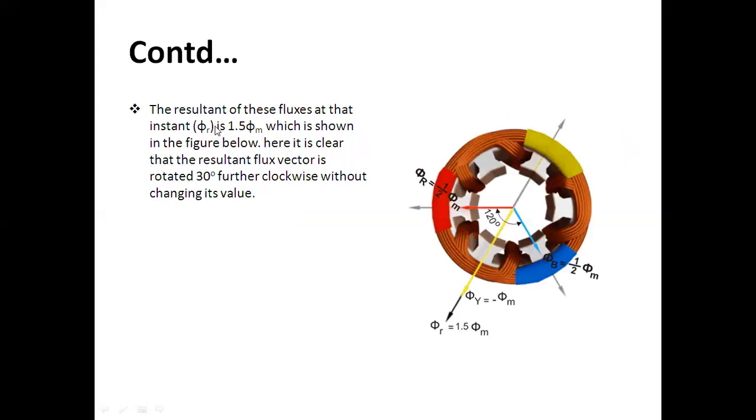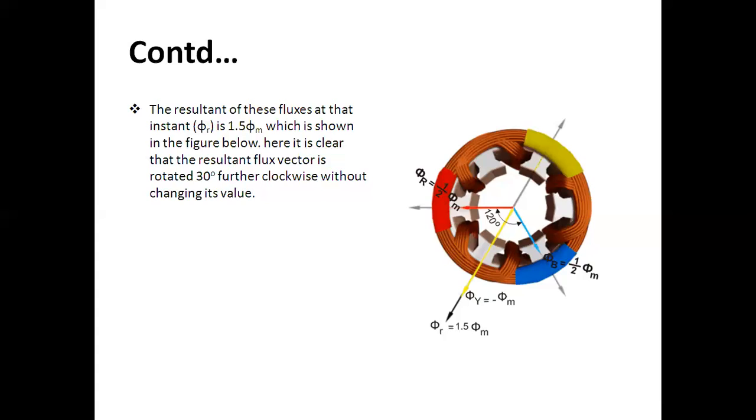So the fluxes are phi y equal to minus phi m, phi r equal to half of phi m, and phi b equal to half of phi m, and they are separated in space by an angle of 120 degree. The resultant of the flux, phi r, becomes 1.5 phi m. And it is clear from that previous picture and this picture that the resultant flux vector is rotated 30 degree further in the clockwise direction without changing its value.